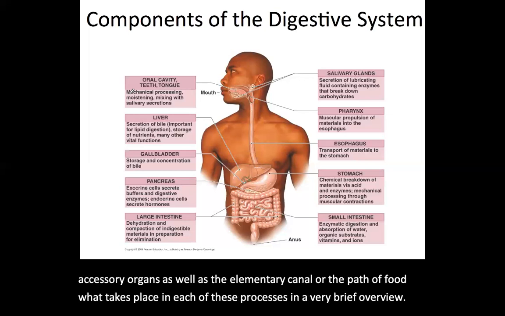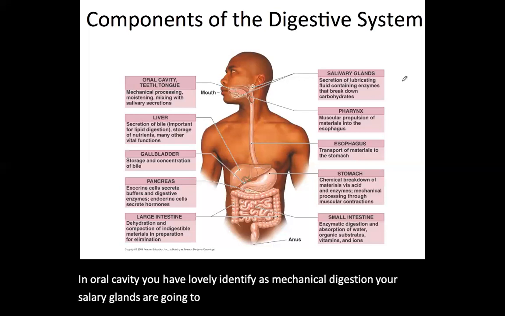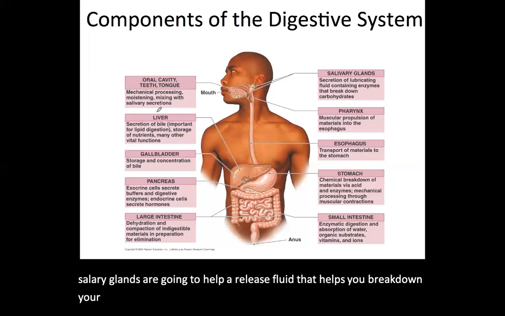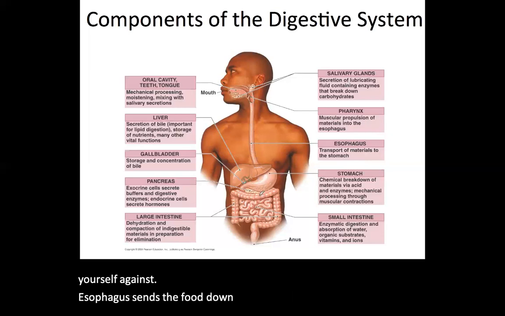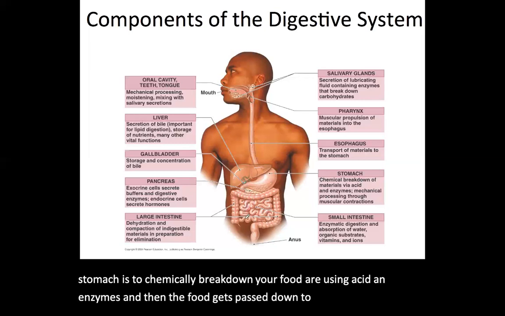In the oral cavity, you have what we identify as mechanical digestion. Your salivary glands are going to help release fluid that helps you break down your nutrients. The pharynx basically pushes the food down to your esophagus. The esophagus sends the food down to your stomach. The job of your stomach is to chemically break down your food using acid and enzymes. And then the food gets passed down to your small intestine.